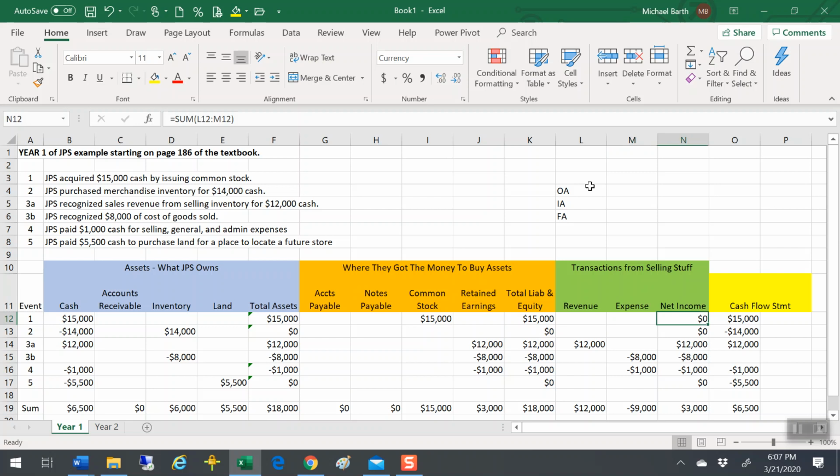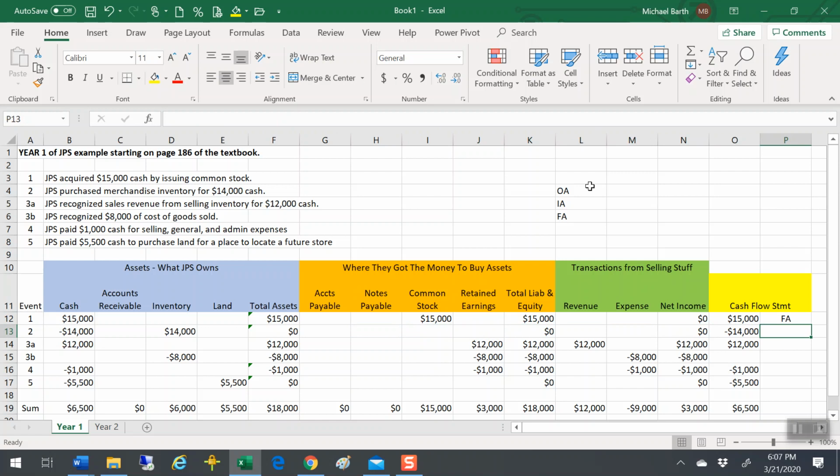All right, so operating activities are anything that occurred in the income statement and anything that occurred in accounts receivable or inventory, anything that occurred in accounts payable or notes payable. You'll get better at this with more practice. All right, so the $15,000 that we got in cash was from financing activities. That's we sold some shares of stock. So common stock would be financing activities.